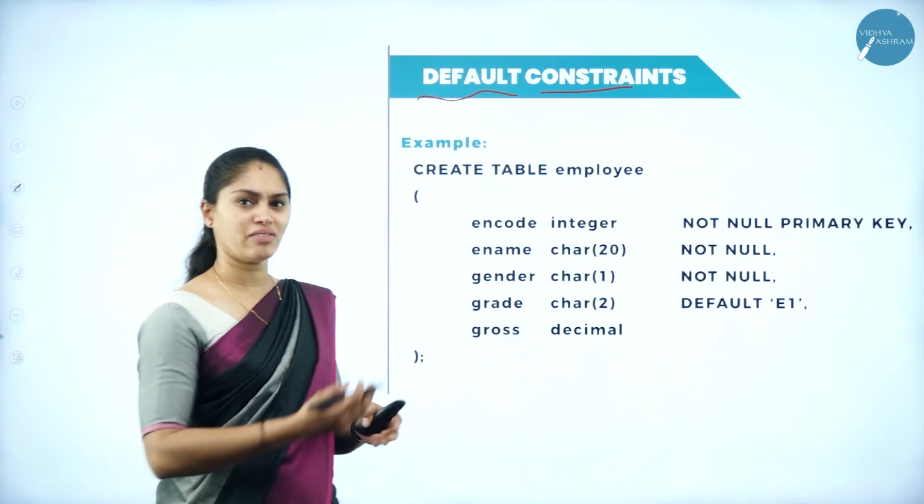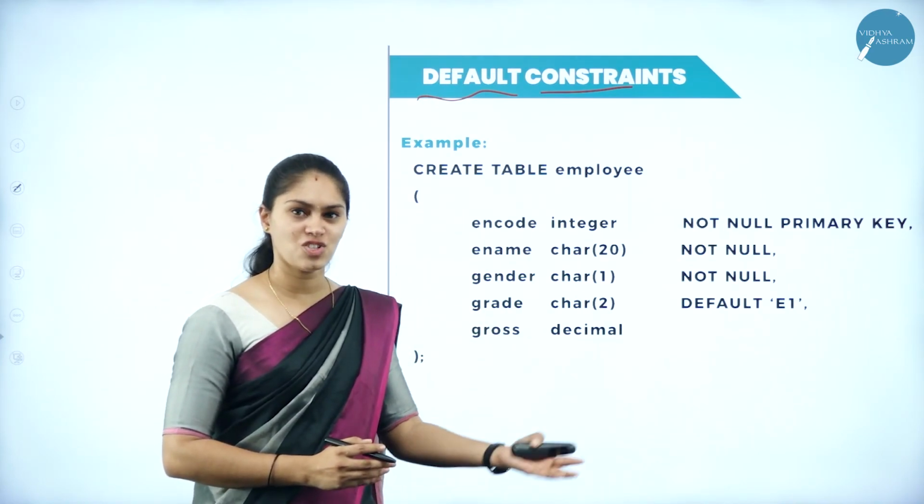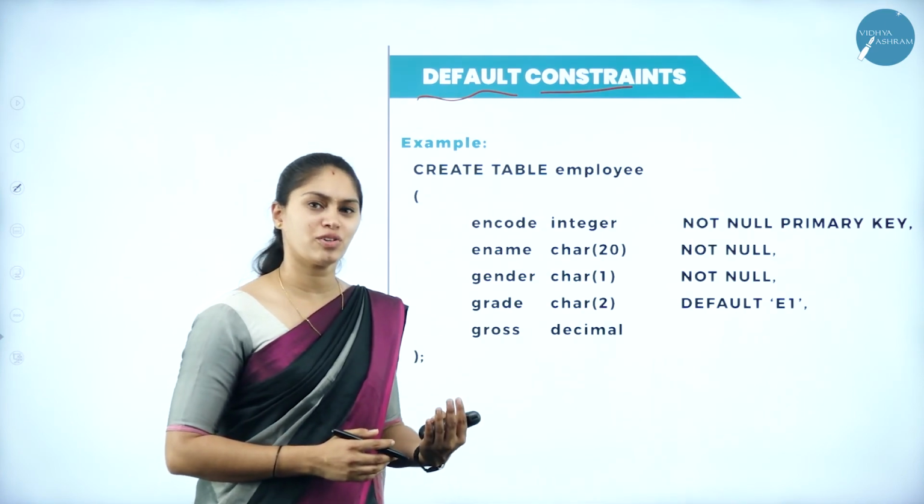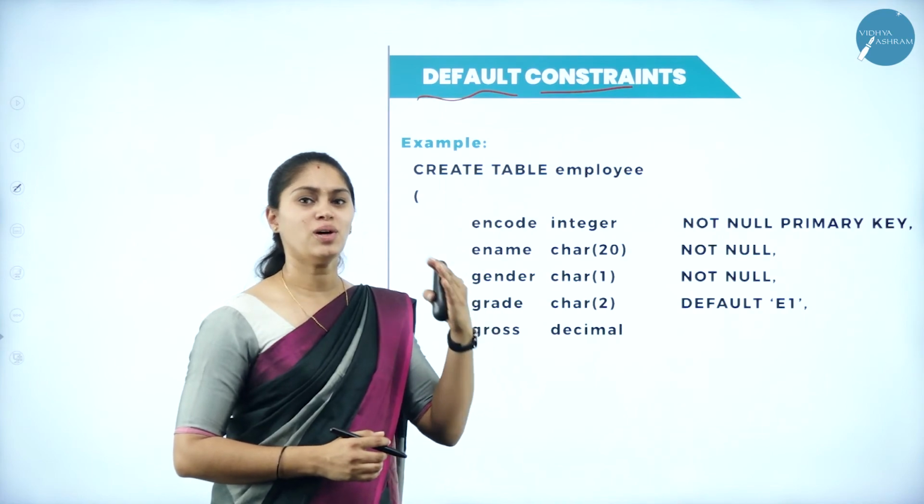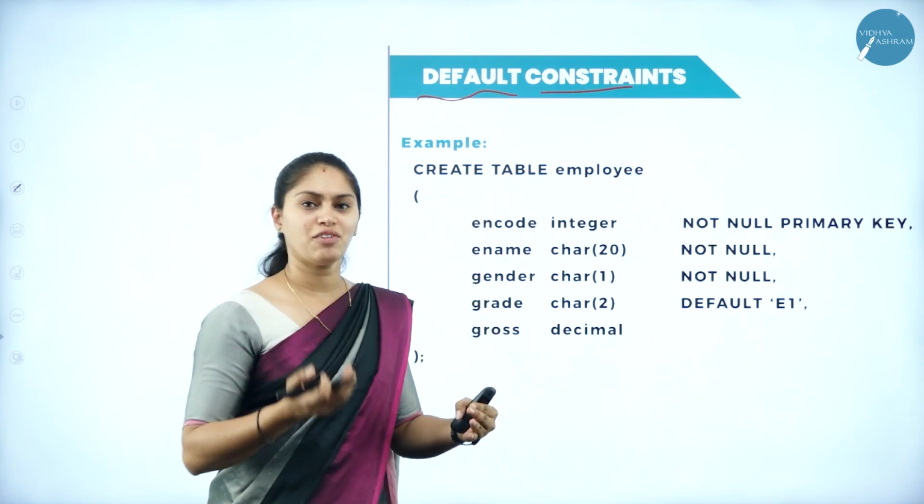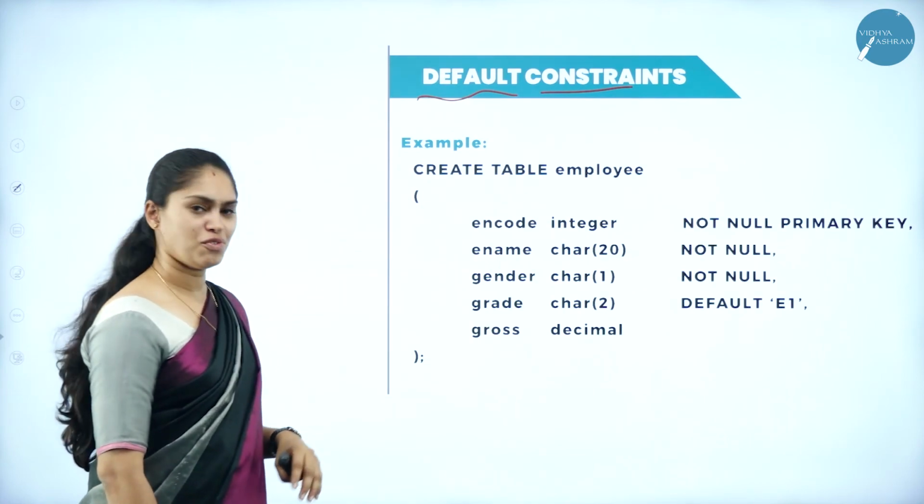For example, if all the 50 students are girls, then there is no need to ask the gender. At that time, we are going to make that gender column a default value called female. That is what we are trying to do with this default constraint.